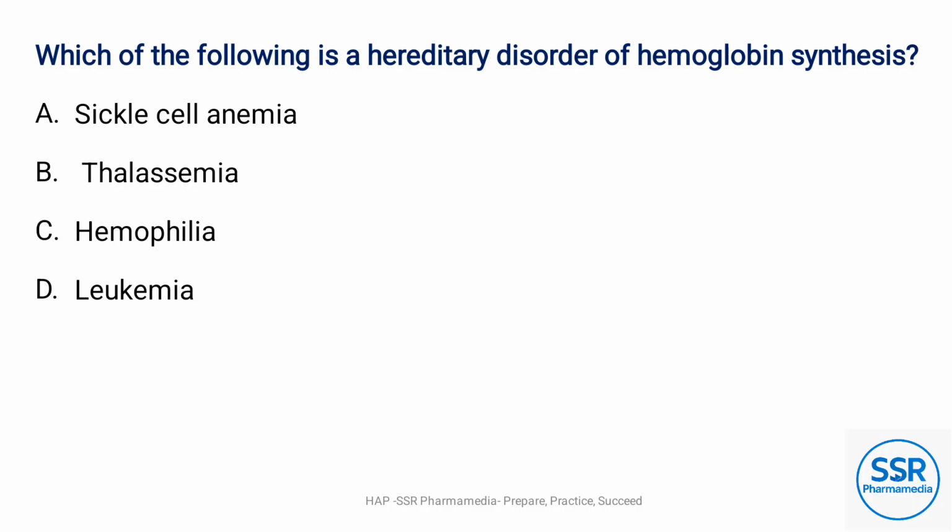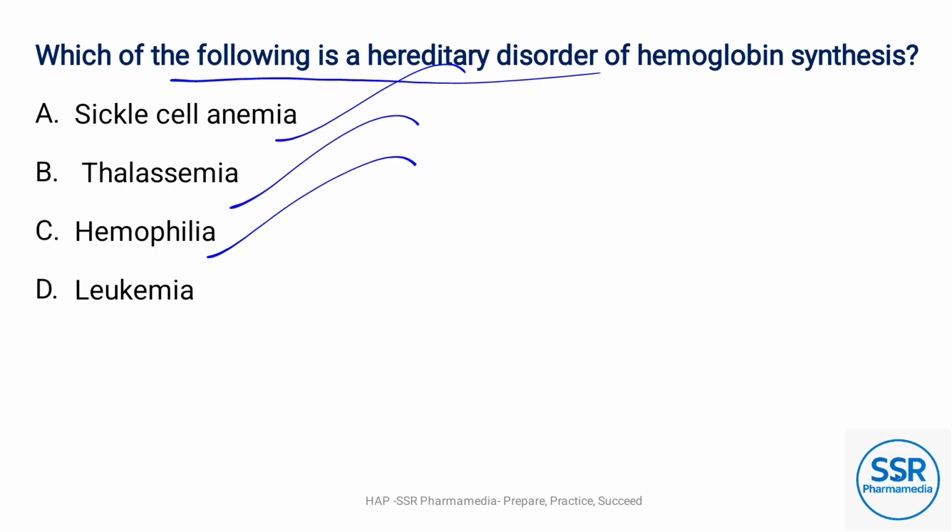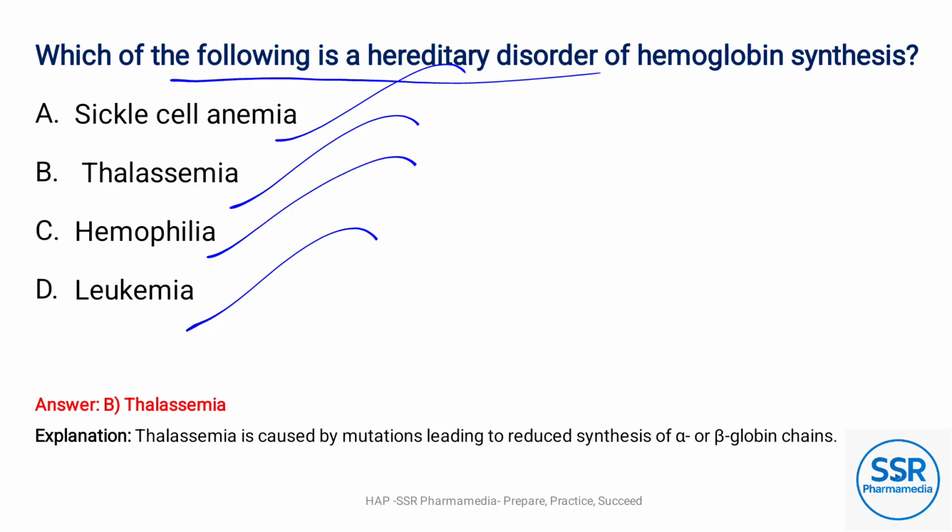So next, which of the following is a hereditary disorder of hemoglobin synthesis? Option A, sickle cell anemia. Option B, thalassemia. Option C, hemophilia. Option D, leukemia. So the answer is option B, thalassemia. Thalassemia is caused by mutation leading to reduced synthesis of alpha or beta globin chains.